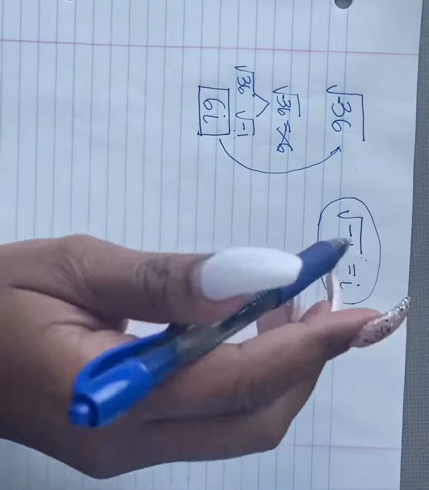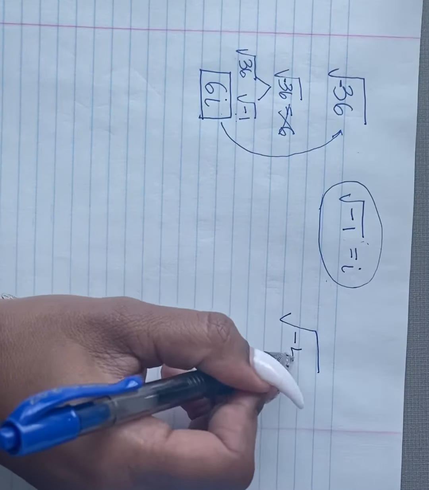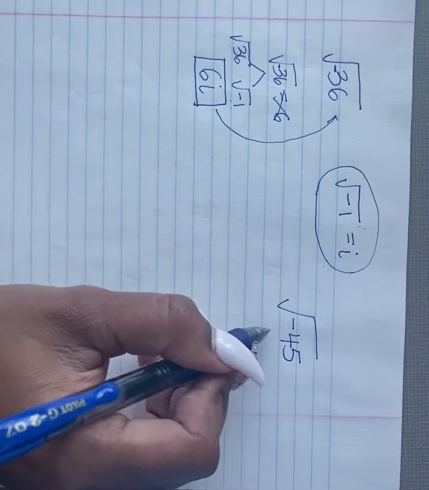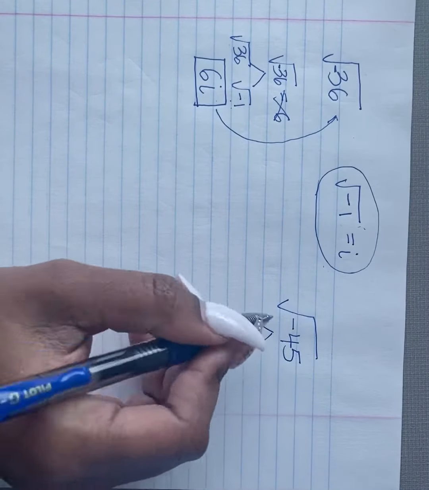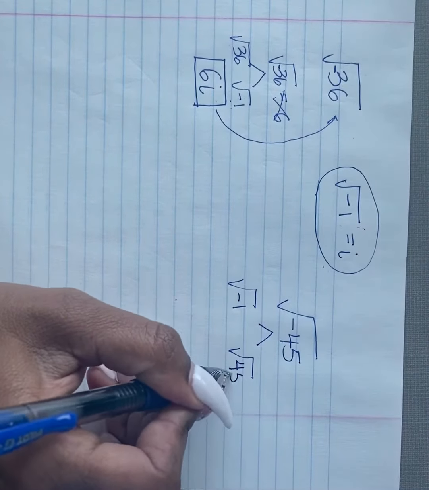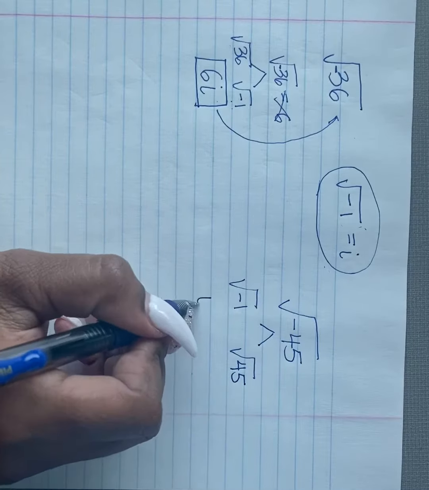Okay, so I'm going to try another one with a number that is not a perfect square. For this case, I'm going to say -45. First I'm just going to separate it, right? I have my radical -1 and my radical 45. And so this becomes i.